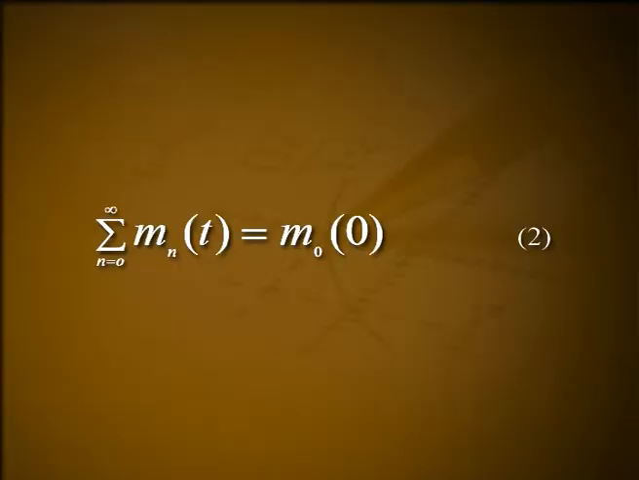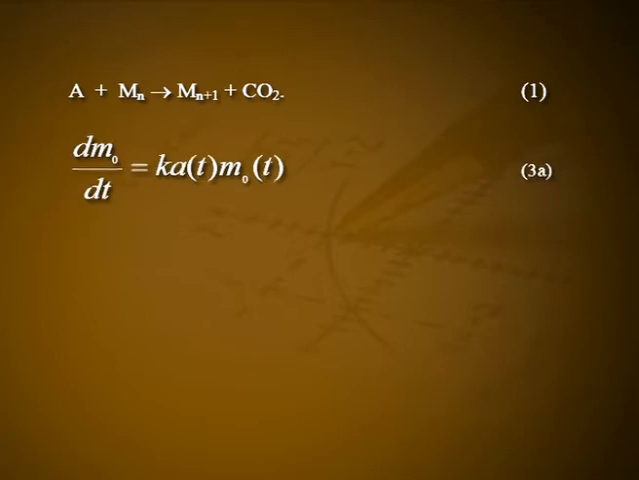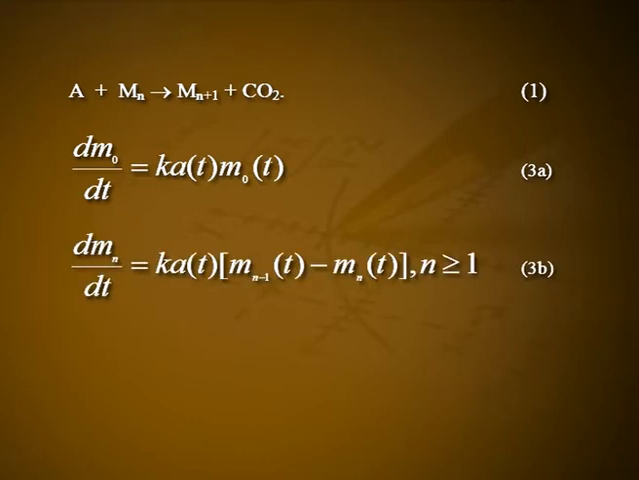How does the system evolve? To begin, since the concentration of R' does not change, we have the conservation equation: the sum for n equal to 0 to infinity of Mn(t) is equal to M0(0), where Mn(t) is the concentration of Mn at time t. From equation 1, we have dM0/dt equal to minus k times A(t) times M0(t), and dMn/dt equal to k times A(t) times the quantity Mn-1(t) minus Mn(t), where n is greater than or equal to 1.